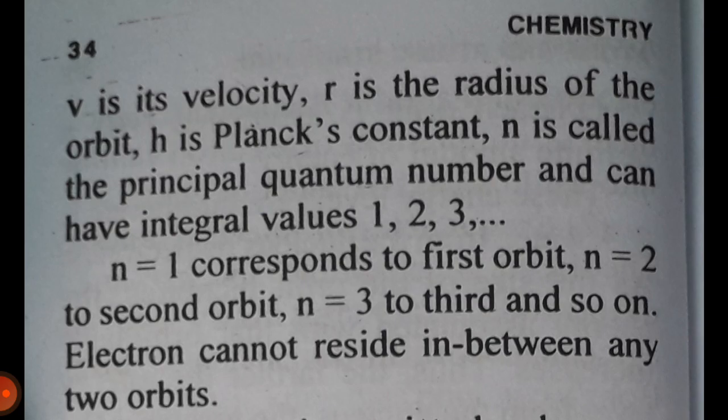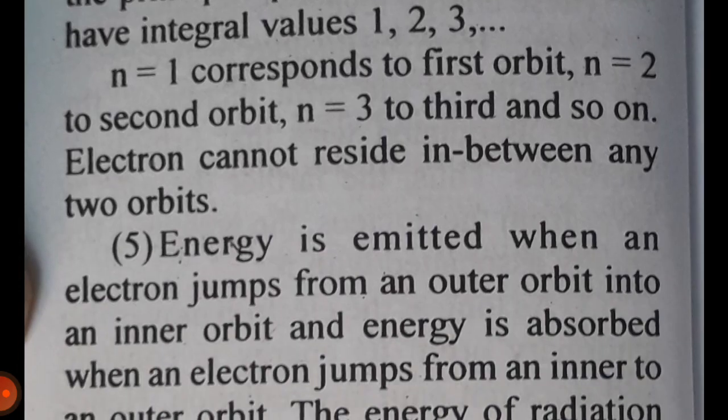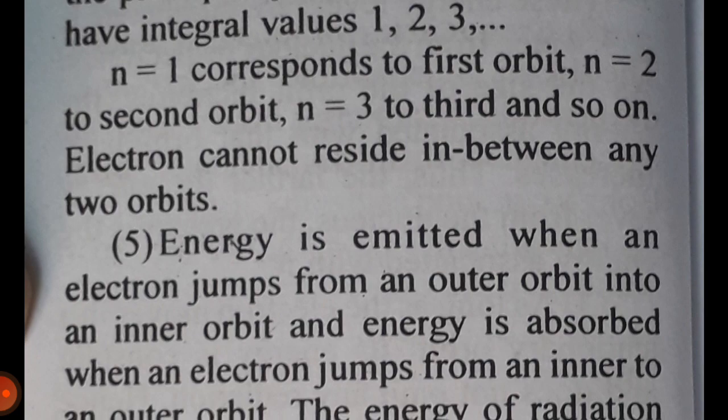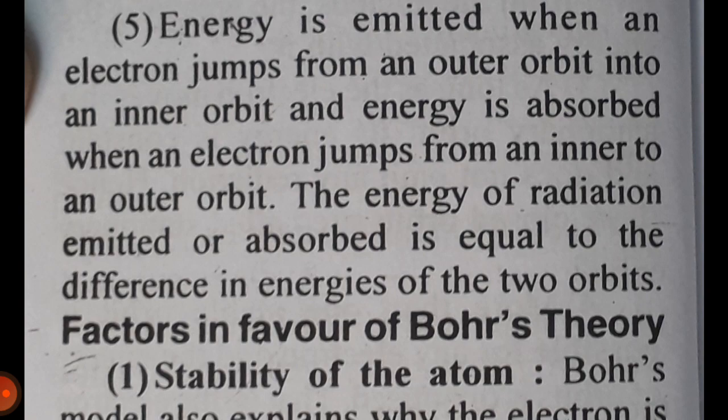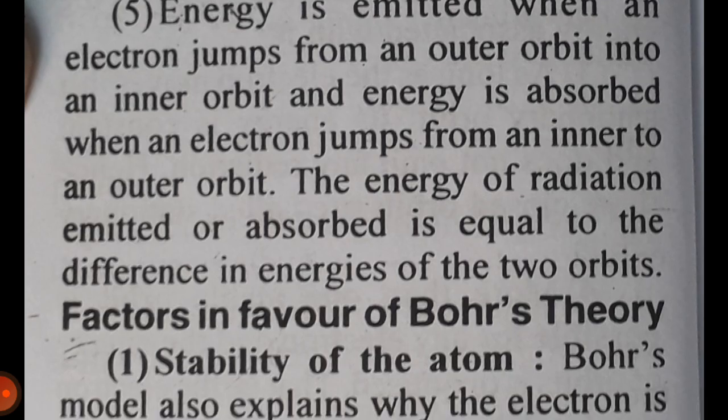n is called the principal quantum number and can have integral values 1, 2, 3. n equal to 1 corresponds to the first orbit, n equal to 2 to the second orbit, n equal to 3 to the third, and so on. An electron cannot reside in between any two orbits. Fifth, energy is emitted when an electron jumps from an outer orbit into an inner orbit, and energy is absorbed when an electron jumps from an inner to an outer orbit. The energy of radiation emitted or absorbed is equal to the difference in energy of the two orbits.